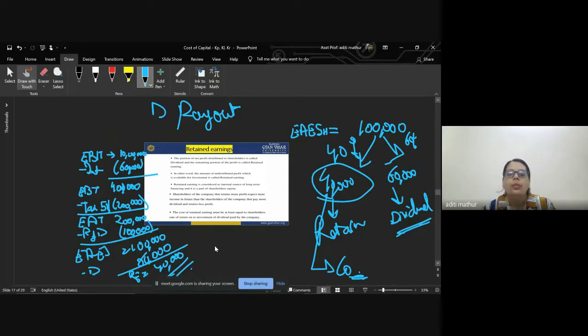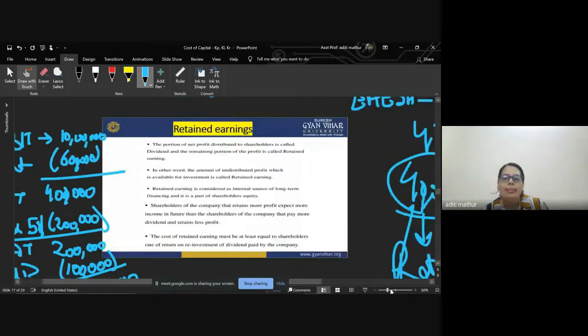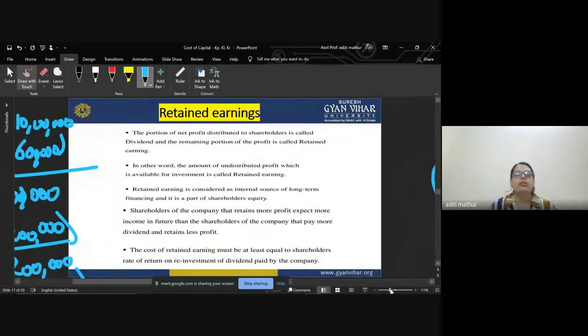It is the amount which is retained by the finance manager from the earnings he has made, and this is not distributed to the shareholders. It actually belongs to the shareholders. Retained earnings is considered an internal source of long-term financing, and it is a part of shareholders' equity. Shareholders of a company that retains more profit expect more income in future than the shareholders of a company that pays more dividend and retains less profit.